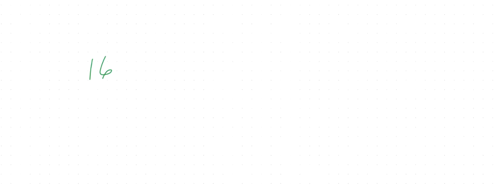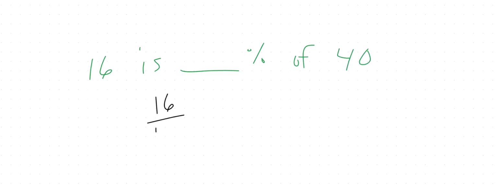16 is something percent of 40. So our "is" number goes on top, the "of" number goes on bottom, and then we're looking for something out of 100.